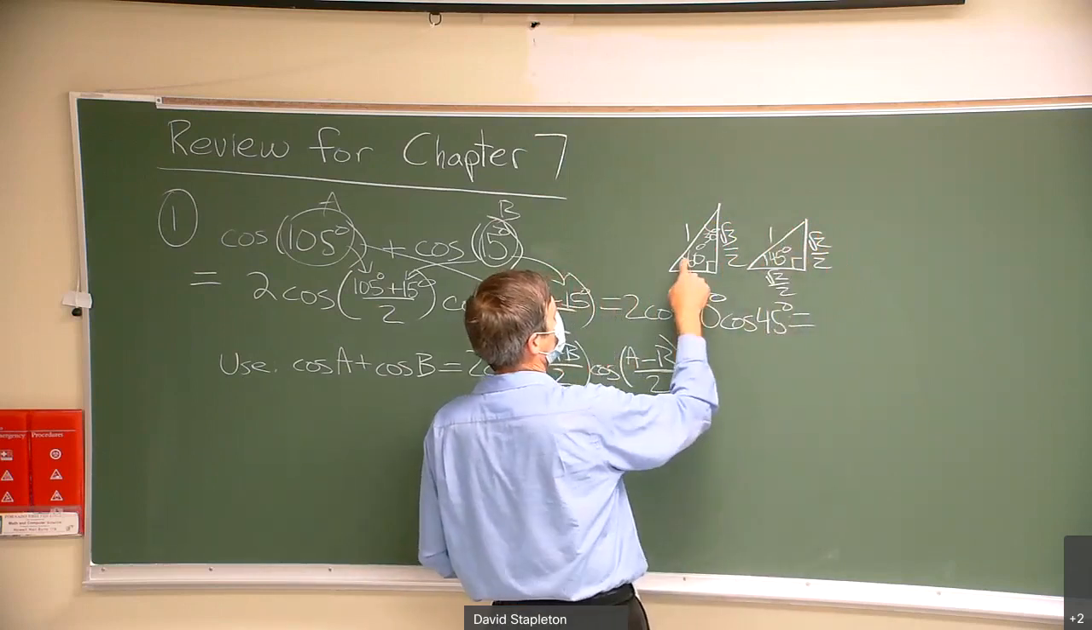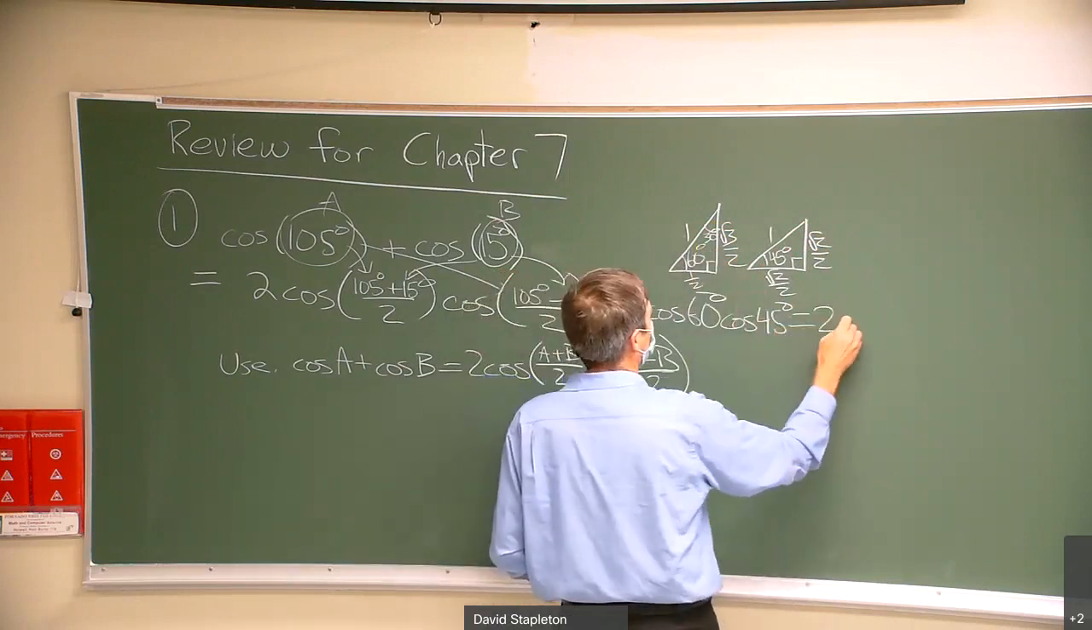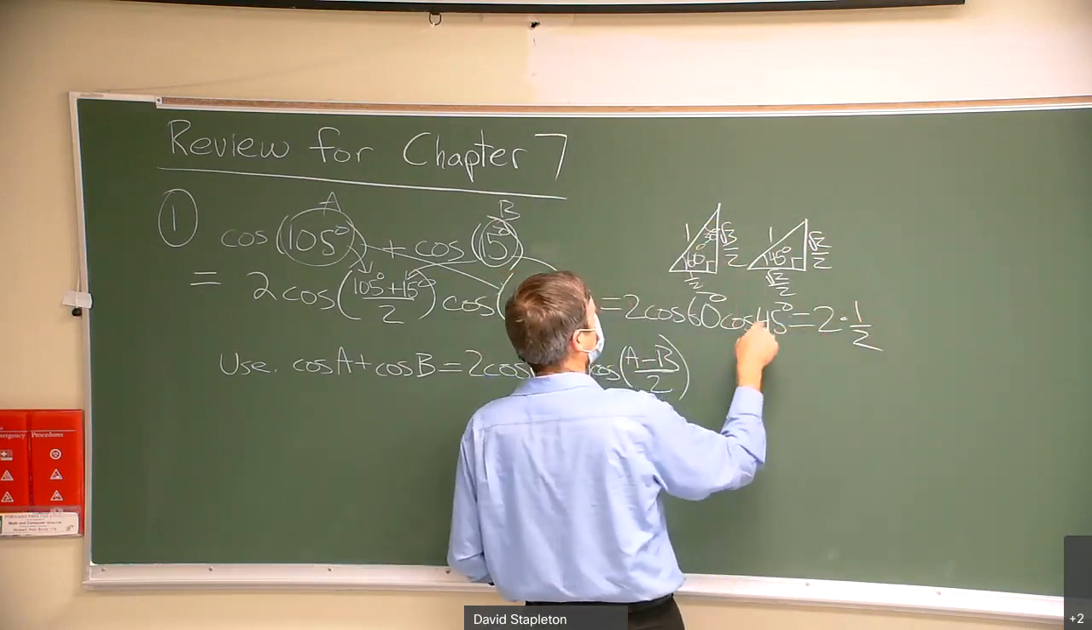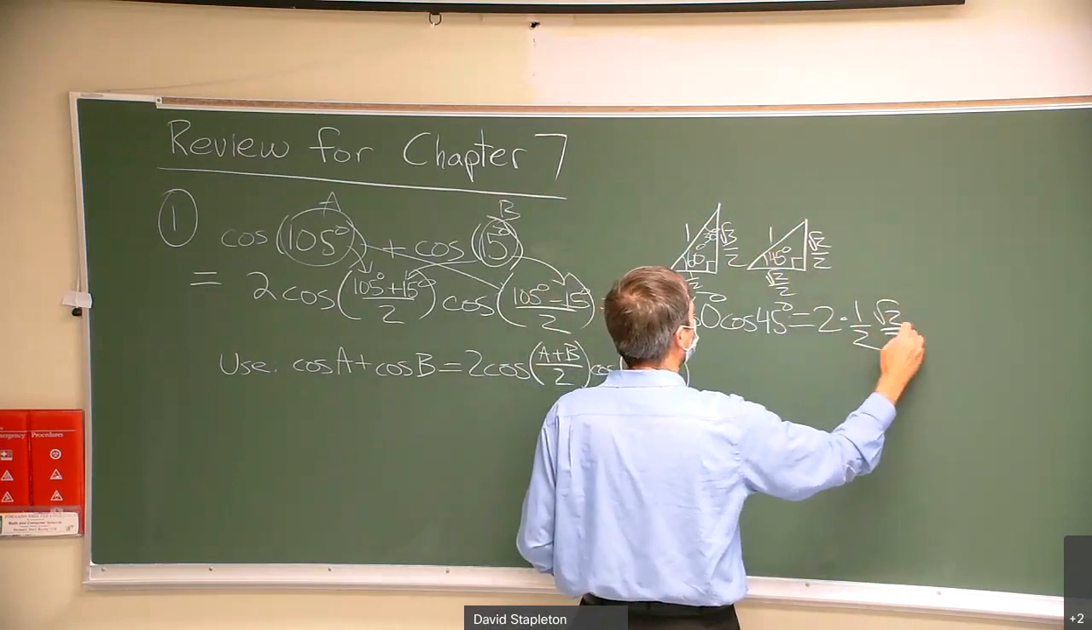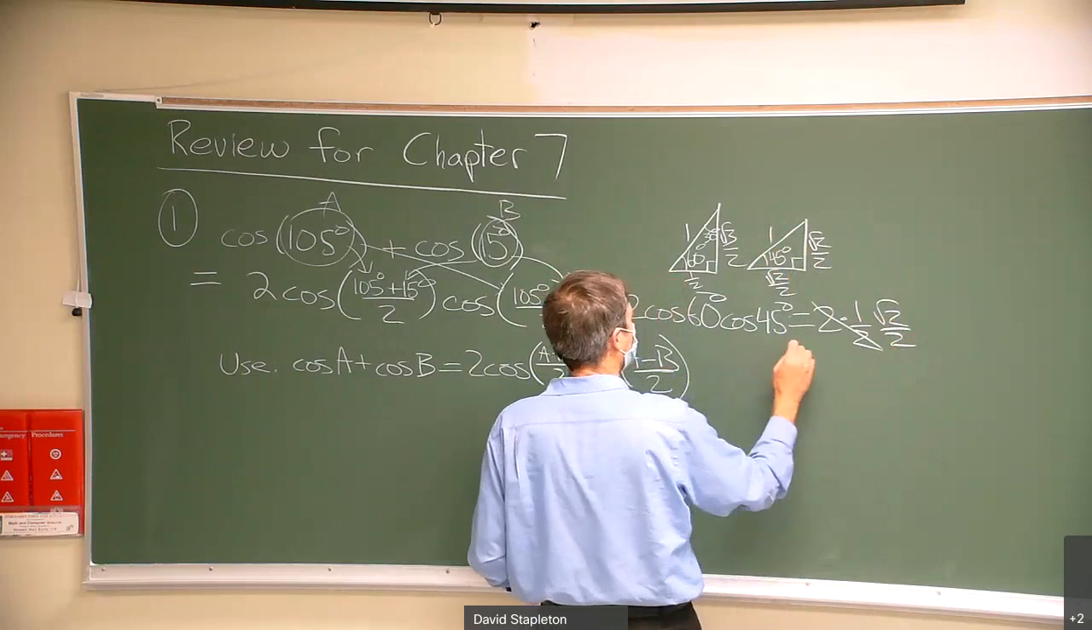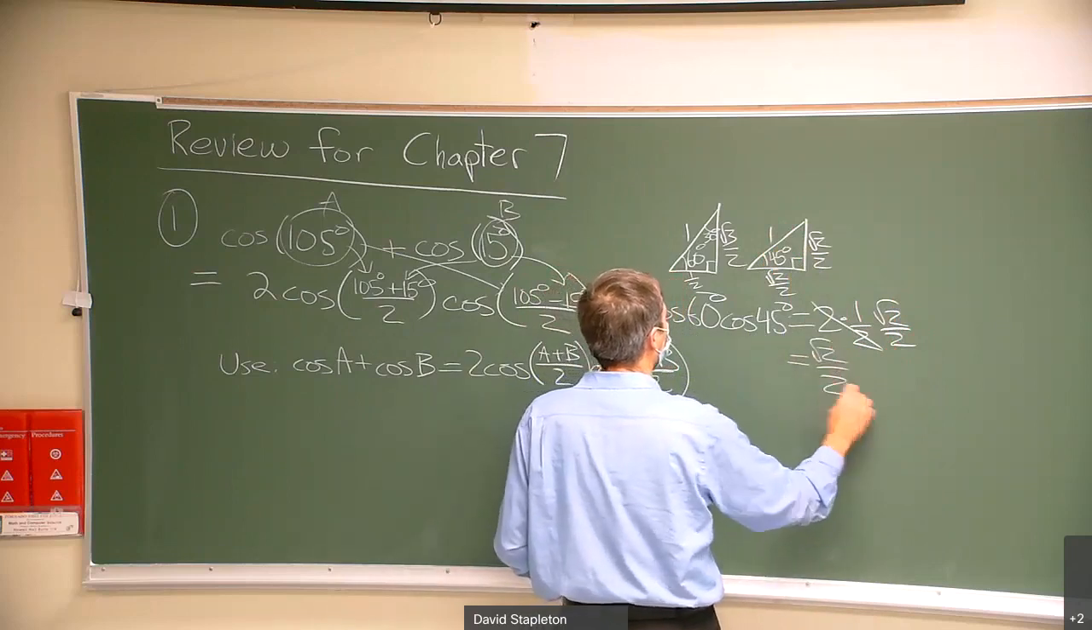So cosine of 60, let's see, is adjacent over hypotenuse, is 1/2. Cosine of 45 is adjacent over hypotenuse, is square root of 2 over 2. The 2 and 1/2 cancel each other. Easy as that. How about that for number 1?